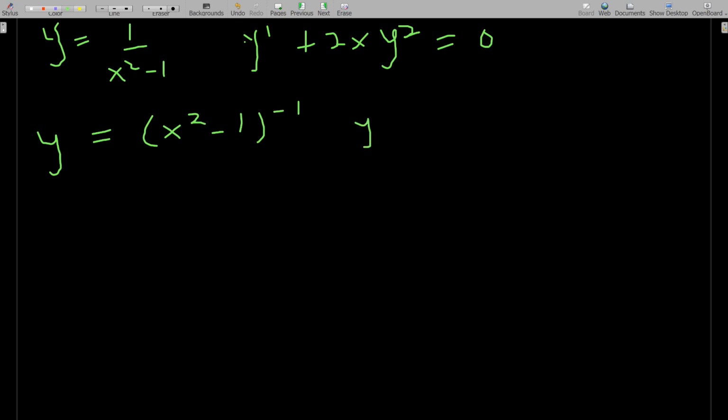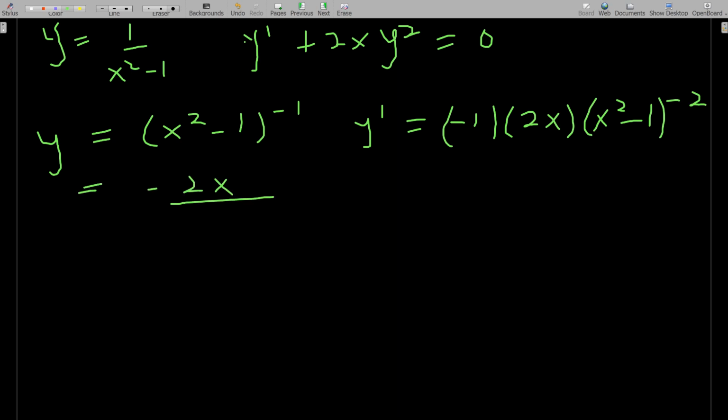Then y prime will be equal to, using the chain rule, minus 1 in front, differentiating the bracket I have 2x, then writing the bracket back and subtracting 1 from the power. In fraction form, I have minus 2x over x squared minus 1, all squared. So this is y prime.